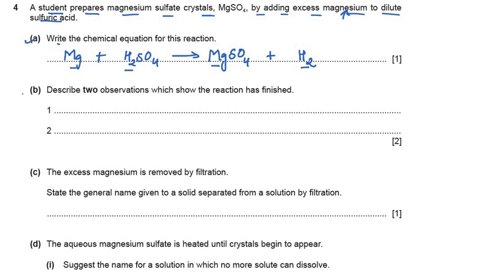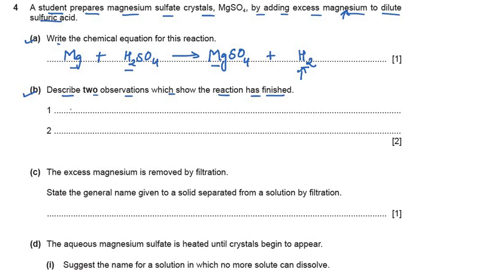Let's go ahead with question B. It says describe two observations which shows that the reaction has finished. Now let's read again what the question is. Student prepares magnesium sulfate crystals by adding excess magnesium to dilute sulfuric acid. Now the reaction is between excess magnesium and dilute sulfuric acid. So here we can see that one of the products is hydrogen gas.